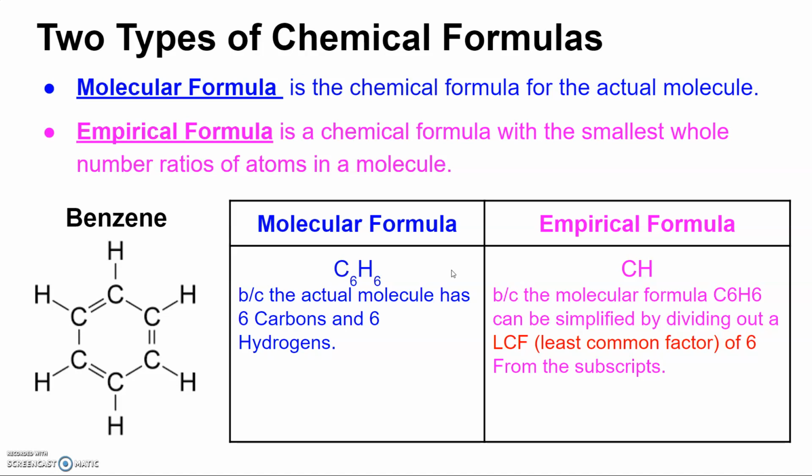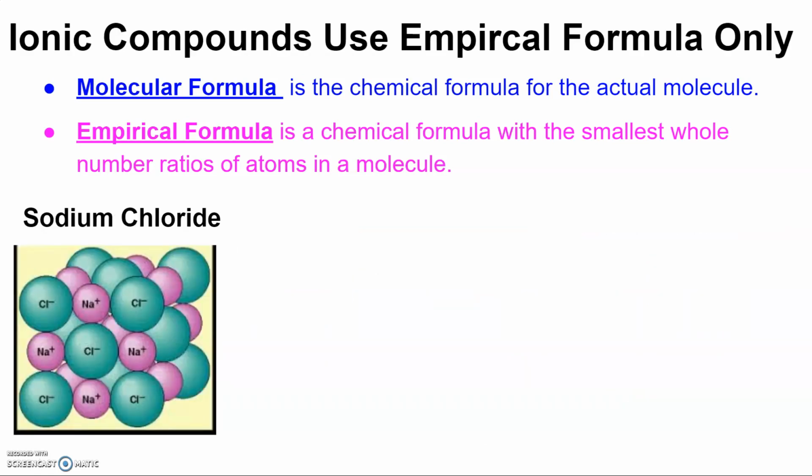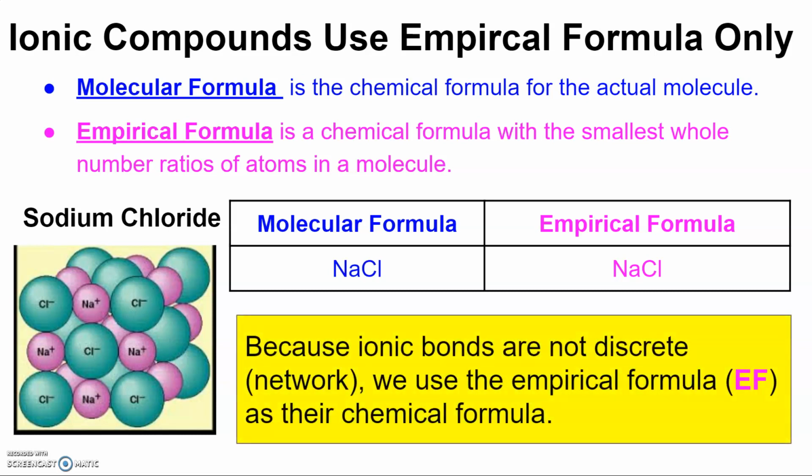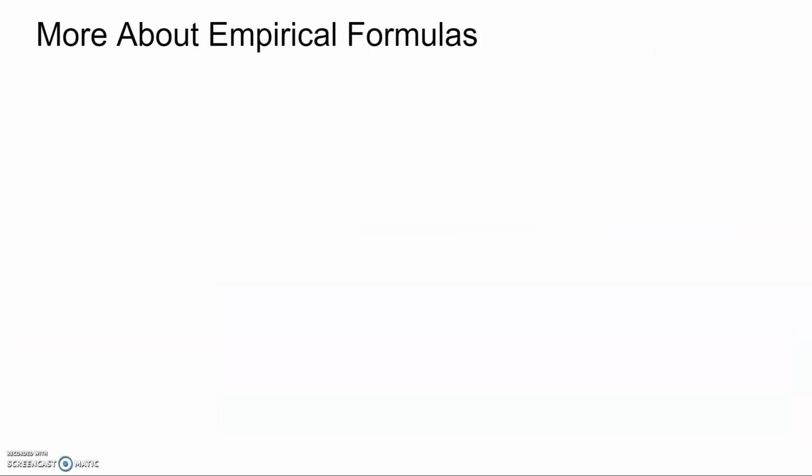Now you may be asking, how do you get that formula? Well, what we do to get the empirical formula is we simplify the subscripts in the molecular formula. And the way that we do that is we look for a least common factor, a number we can divide out of all of the subscripts. In the case of benzene, C6H6, the least common factor is 6. So if we divide out a 6 from all of the subscripts, we get the empirical formula CH. Now, just a quick note, ionic compounds use empirical formulas only. So remember, for ionic compounds, since they're not discrete, they're in a lattice or a network, their empirical formula and molecular formulas are going to be the same.